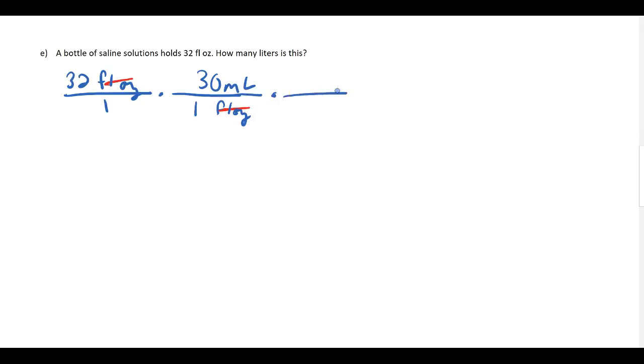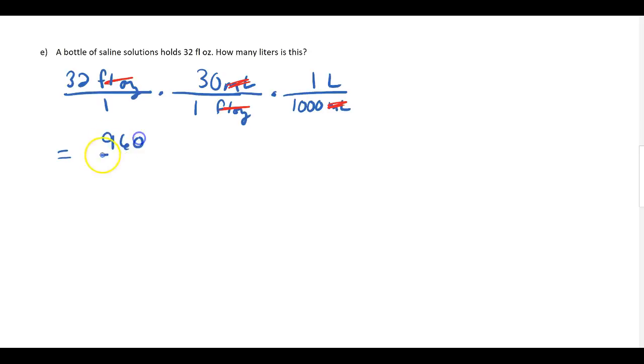Want to go to liters, so I have to look up and say that 1,000 milliliters is equal to 1 liter. That's on the conversions for just metric units. That leaves me with the liters. So that means I've got 32 times 30 times 1 on the numerator, which gives me 960. The denominator, I have 1 times 1 times 1,000, which is 1,000. So I'm going to divide the 960 by 1,000, and I get 0.96 liters.